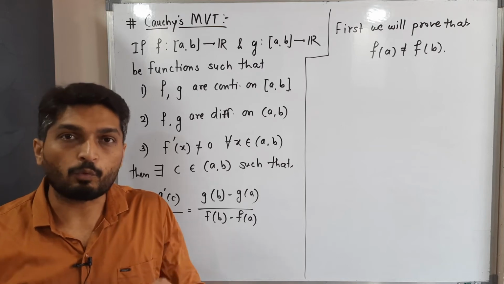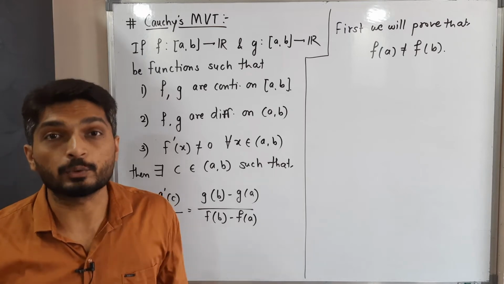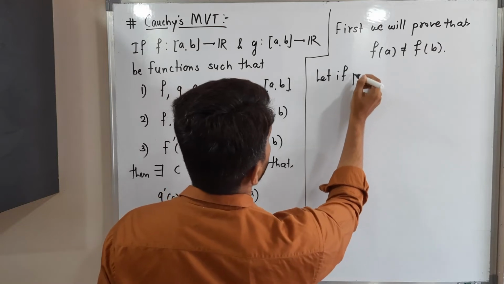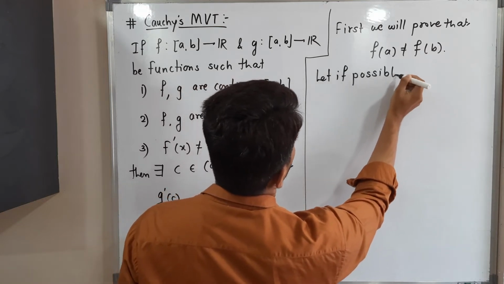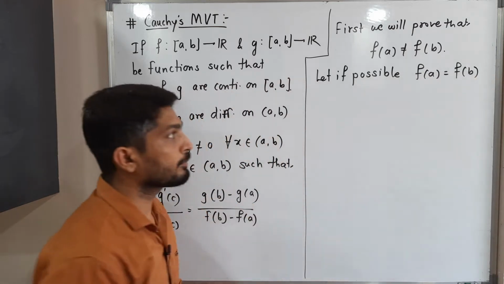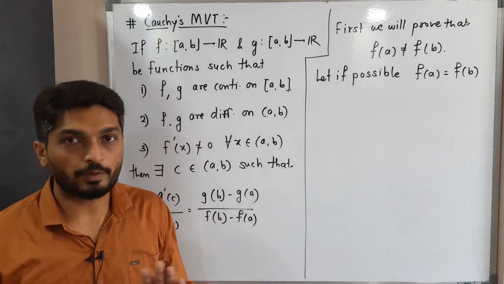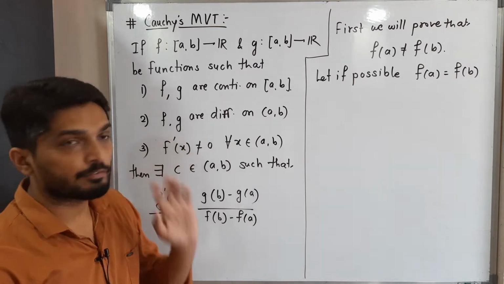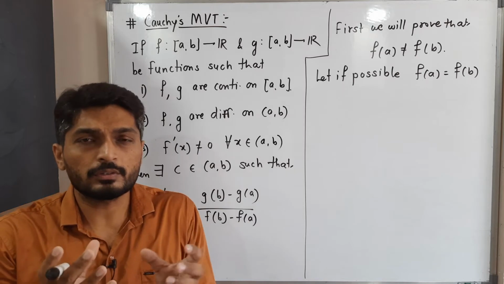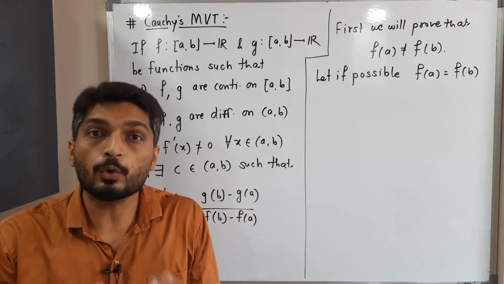But in mathematics, when we want to prove anything, most of the times we assume exactly the opposite. So here also I will do the same. Let us see what will happen if both of them are equal. Let it be possible that f of a is equal to f of b. See what we have: f is continuous on closed interval [a, b], f is differentiable on open interval (a, b), as well as f of a is equal to f of b. Do you think we have already seen this somewhere? Yes, these are the conditions of Rolle's mean value theorem.